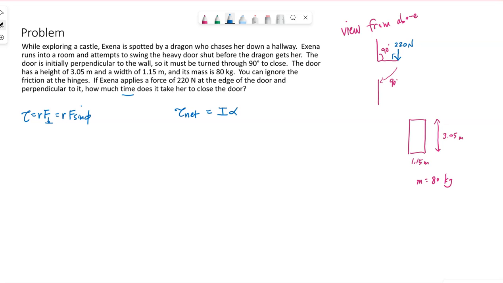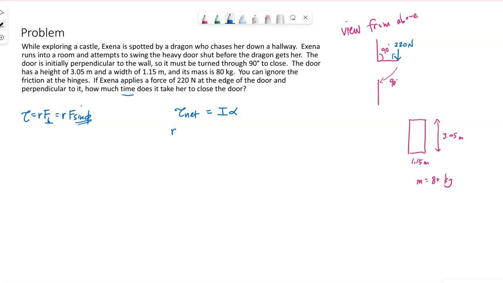The problem has already told us that she is pushing on the edge perpendicular to the door. We kind of have to assume that she continues pushing perpendicular to the door. Otherwise, we would need to know how this angle is changing as the door swings closed. So we'll assume she continues pushing perpendicular to the door, which I don't think is a bad assumption.